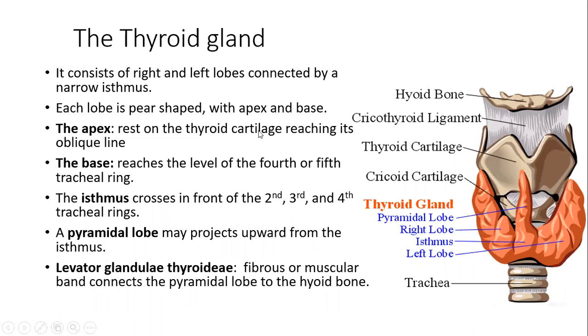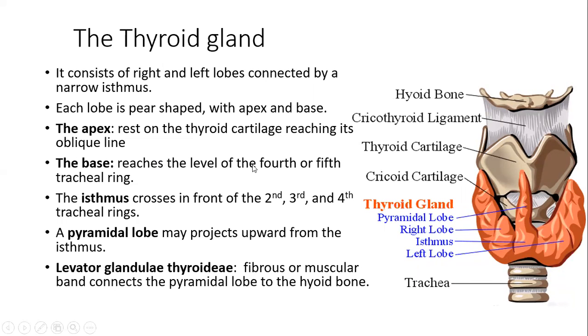The apex rests on the thyroid cartilage, reaching its oblique line. If you see here, the apex reaches up to the oblique line. This line is called the oblique line on either side. Okay, this is the thyroid cartilage. So this is the oblique line, and this is the Adam's apple, the angulation between the two cartilages of the thyroid joined together in the front.